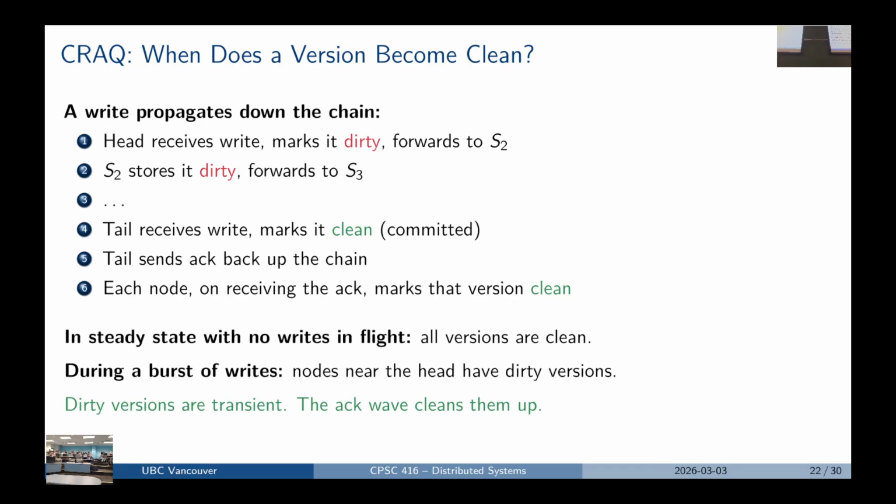And it then sends an ACK. You can send it back up the chain. That's what this is suggesting. That's probably what the paper actually did. It sends it back up the chain, or you can send it to the head and have it propagate down. I don't think there's actually any net effective difference between the two.